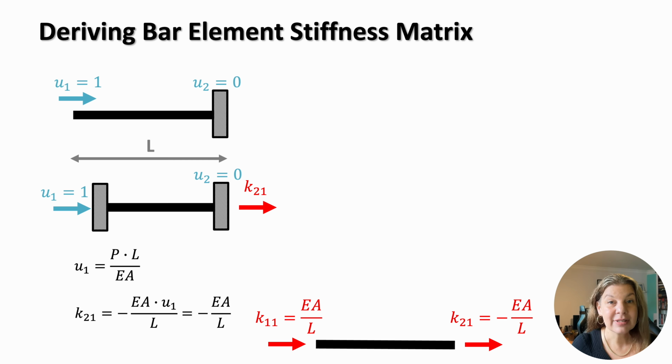In member stiffness influence coefficient terms, K11 is the reaction at node 1 due to a unit displacement at node 1, and K12 is the reaction at node 2 due to a unit displacement at node 1.